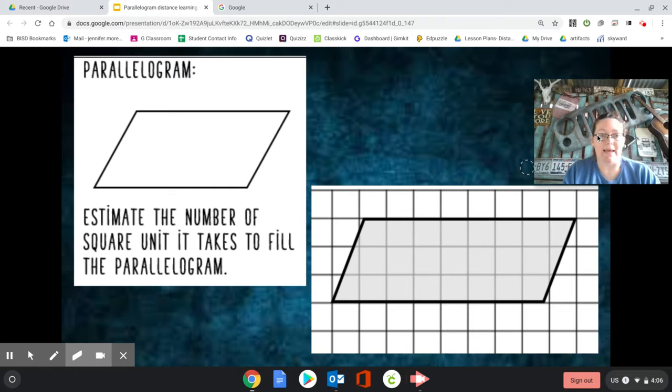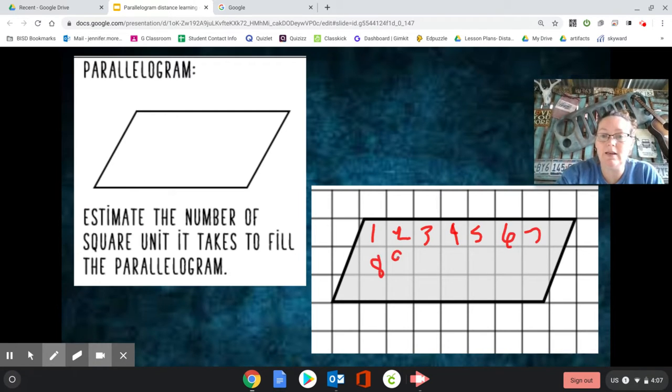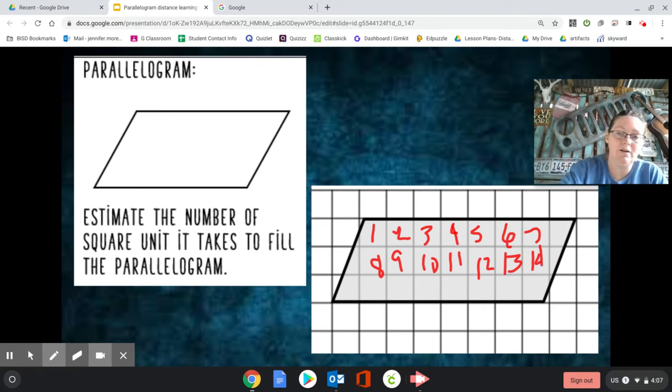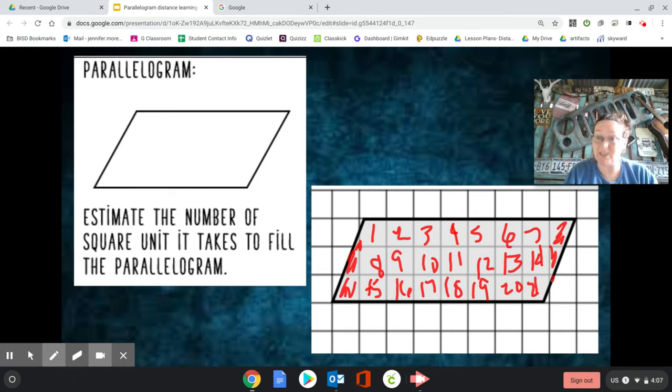I want you to estimate and see if we can guess how many square units, what is the area that we think this is going to be. Now, we have not been given a formula for this yet, so we're going to have to just count the squares in here, okay? And I'm going to help you out a little. 1, 2, 3, 4, 5, 6, 7, 8, 9, 10, 11, 12, 13, 14. 15, 16, 17, 18, 19, 20, 21. Ooh, we have some little pieces over here and over here. So we have some little partial pieces. So we think our numbers should be a little bit bigger than 21.